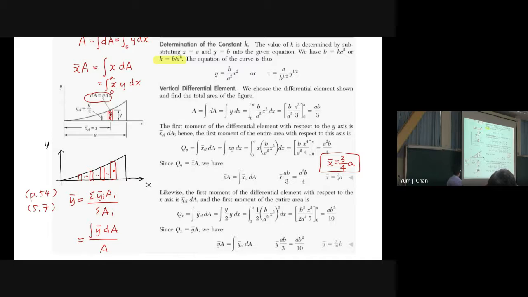Do we know the centroid of this slice? It seems yes, because we know the height of this slice, and it is a rectangle, so the centroid is at half of it. This height is y, which is equal to b over a squared times x squared, and the centroid is at half of that, b over 2a squared times x squared.